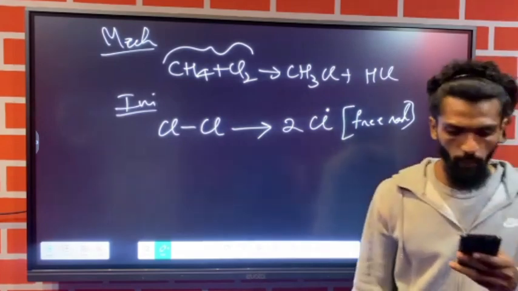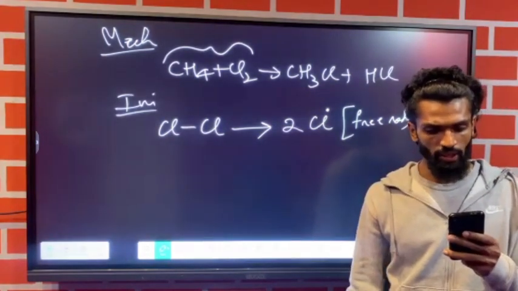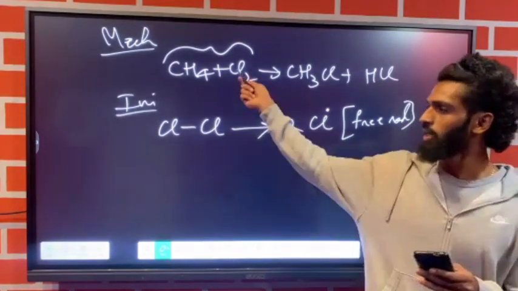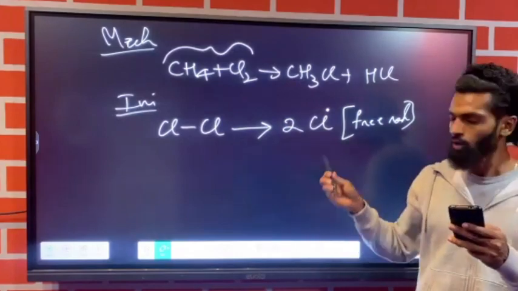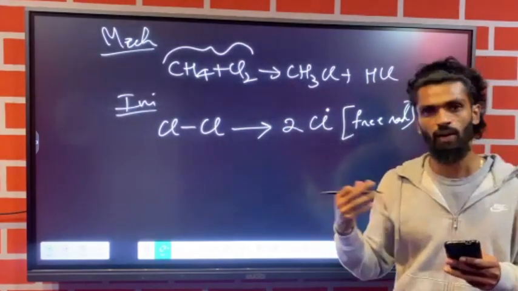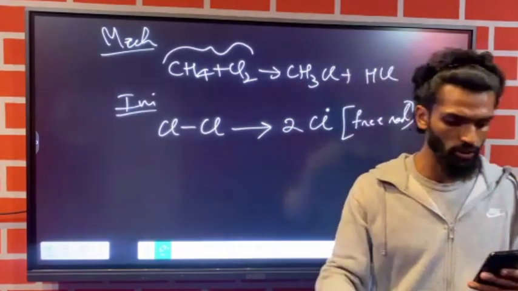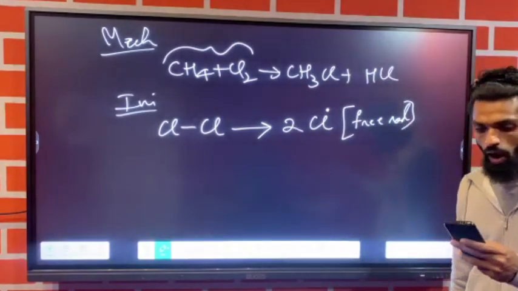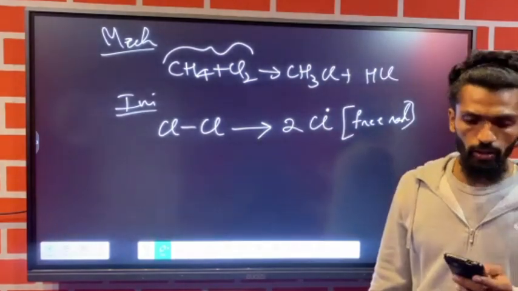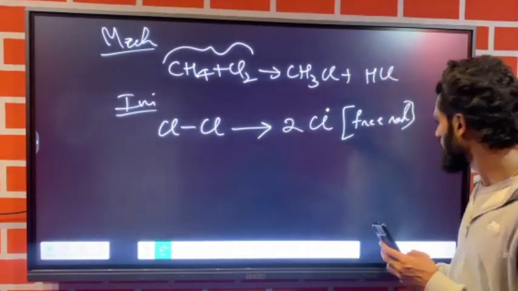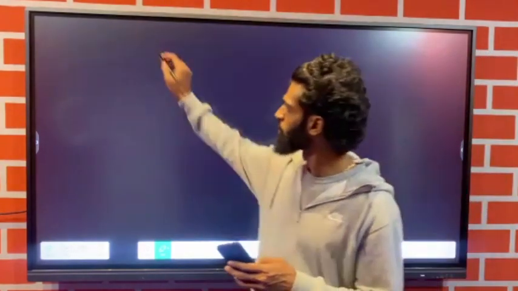Now I'll read the question to you. Basically, initiation says the reaction begins with the left-hand side, and you end up getting 2 chlorine free radicals. That's exactly what I told you, but in simpler steps. Now focus. How should you get step number 2? I'll do it in the next slide because I have to explain also.